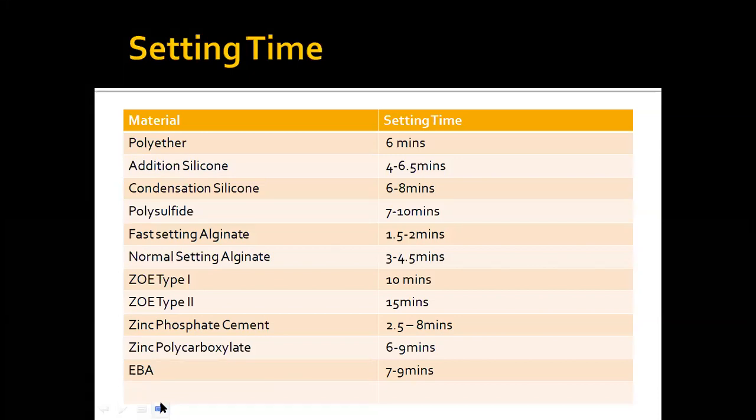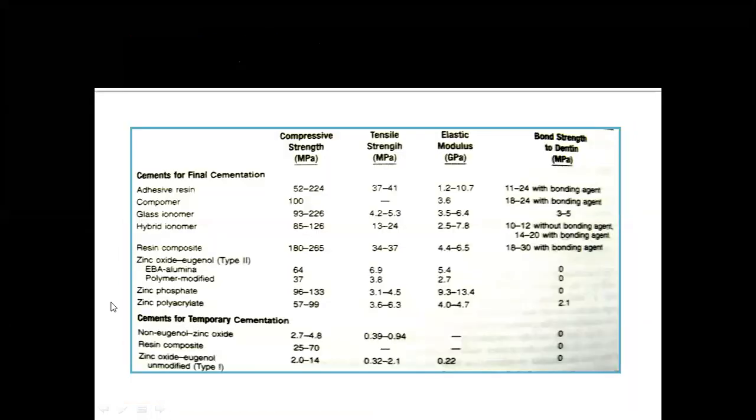Check clearly. Okay, in the cements, if you come down, then zinc phosphate cement has 2.5 to 8 minutes. Zinc polycarboxylate has 6 to 9 minutes, and your ethoxybenzoic acid, that is non-eugenol based cements, have 7 to 9 minutes of setting time. Now, these are the different compressive strengths. Okay, a tabular column showing the compressive strengths, tensile strength, and elastic moduli of all these different cements.